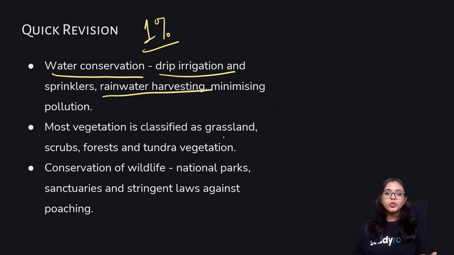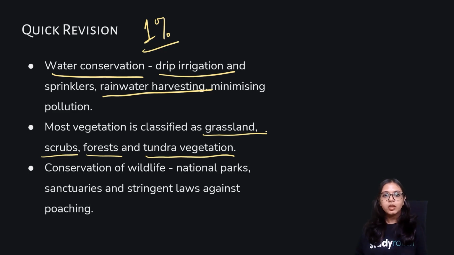Then most vegetation is classified as grassland, scrubs, forests, and tundra vegetation, depending upon the kind of temperature and the kind of rainfall that a particular area is receiving. If it's receiving a lot of rainfall and has a tropical climate, then tropical rainforests are present there. In desert areas, scrubs and thorny bushes. In cold areas, there's tundra vegetation where you have mosses and lichens, and grasslands are present in temperate regions where you have moderate rainfall, and small stunted trees rather than tall trees.